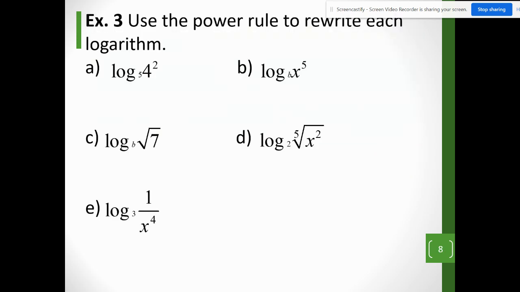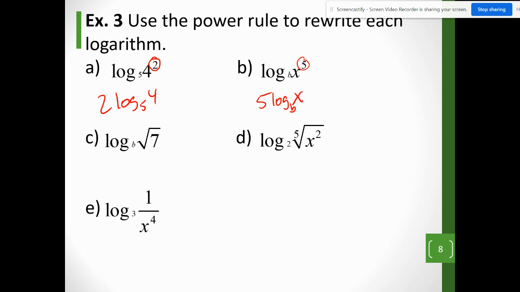All right, let's take a look at that in example. Use the power rule to rewrite each logarithm. My exponent is going to become a whole number at the front. So I'm just going to call this 2 logarithm base 5 of 4. Do simplify the logarithm if possible. My exponent of b is going to become a whole number at the front. So 5 logarithm base b of x.